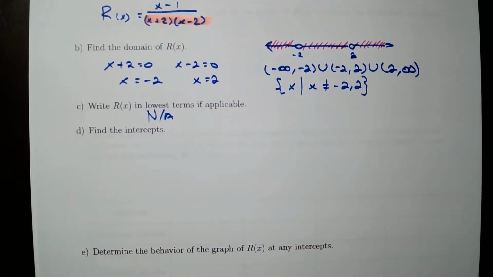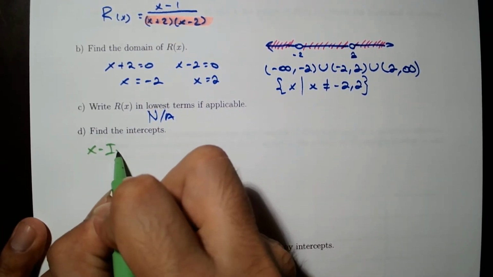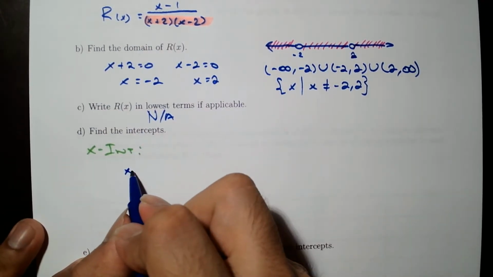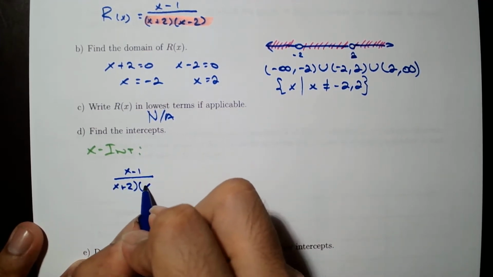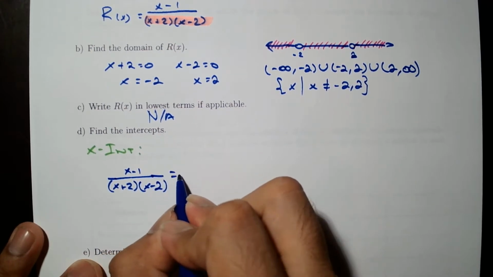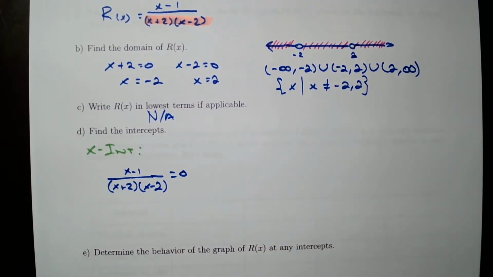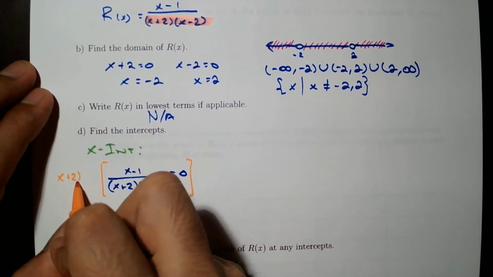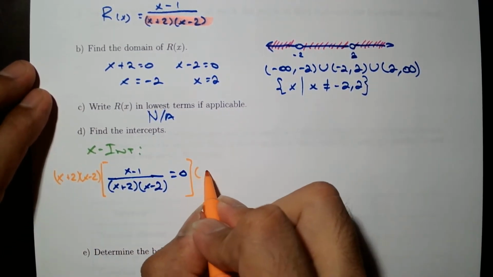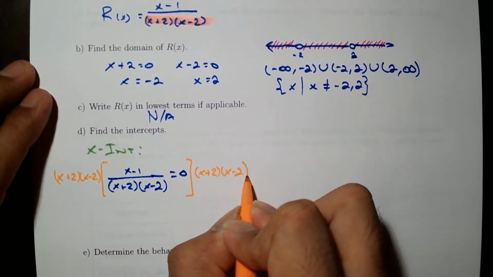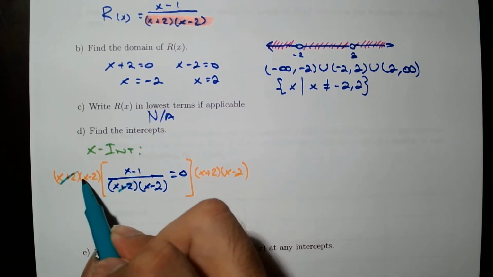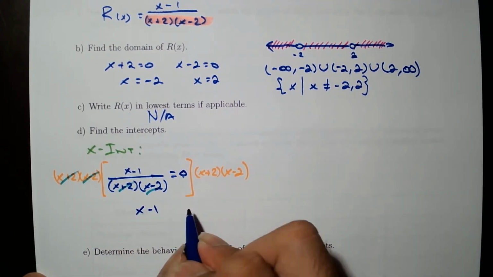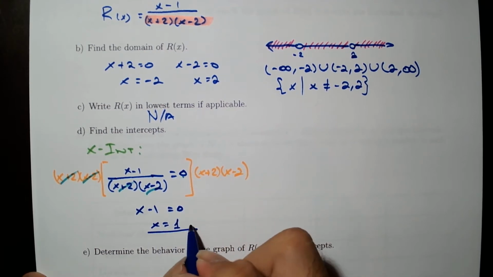Find intercepts. Recall that to find x-intercepts, we need to set the function equal to 0 and solve the equation for x. So I'm going to write this: x minus 1 divided by x plus 2 times x minus 2, set it equal to 0, and solve this equation for x. I'm going to multiply both sides by the LCD, x plus 2 times x minus 2. Over here, these guys are going to get canceled, and 0 times whatever quantity is going to be 0, which will lead us to x minus 1 equals 0. So x equals 1 is the x-intercept.